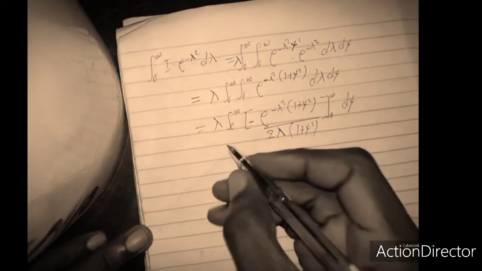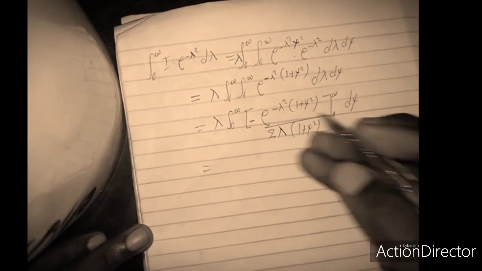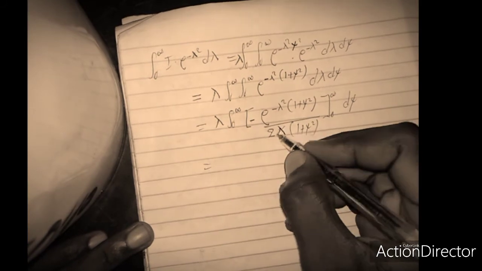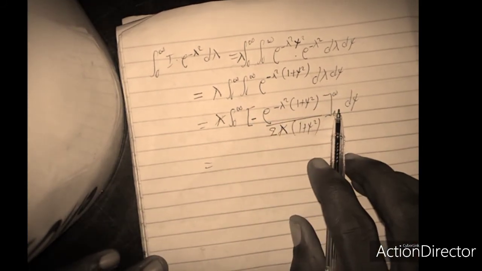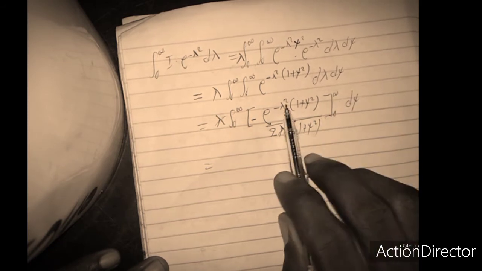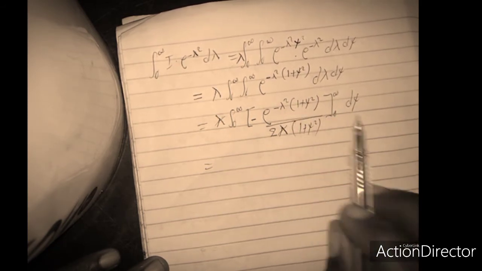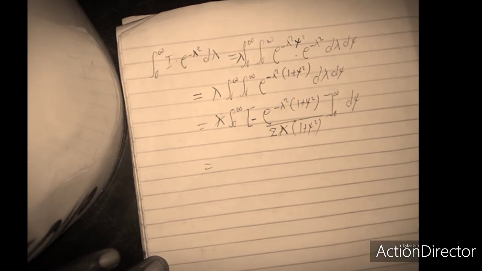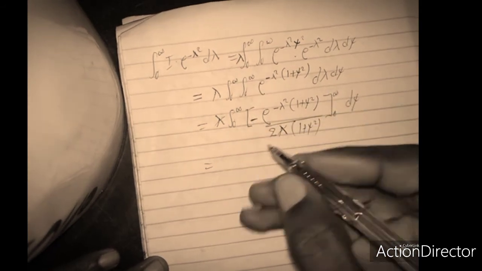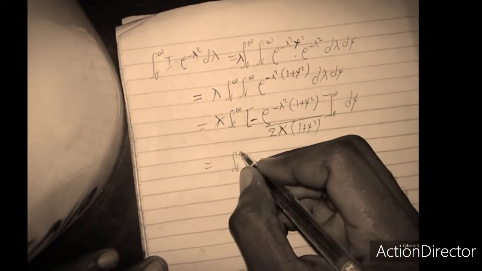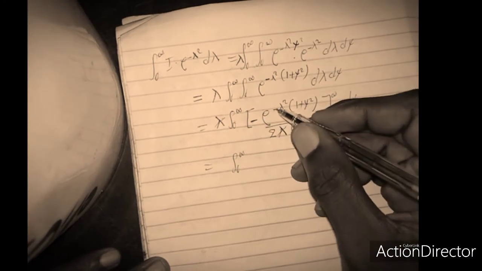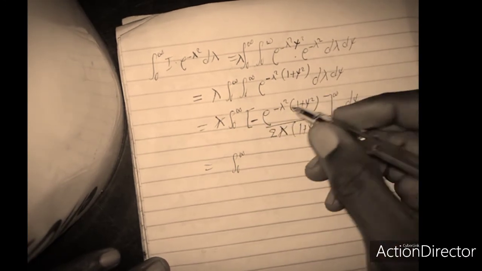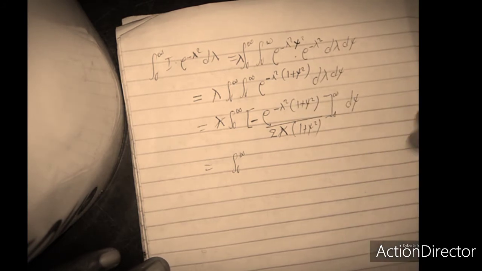So now let us check what we have here. This lambda will cancel this lambda. Now let us substitute for lambda. My upper bound I'll put infinity, my lower bound I'll put 0. Don't forget this minus here. So this will be integral 0 to infinity. Now if I put infinity here, this will be minus e raised to power minus infinity. Anything raised to power minus infinity is 0. So putting the upper bound, I get 0.